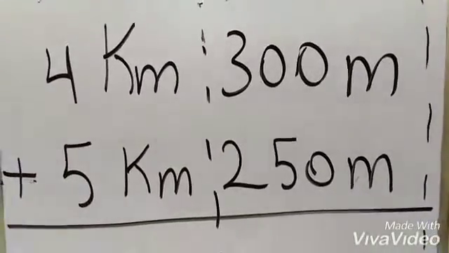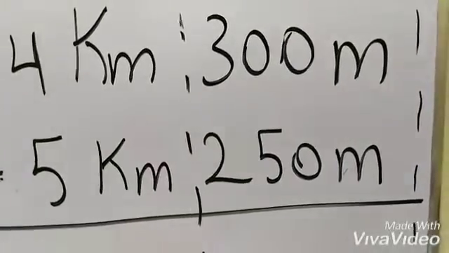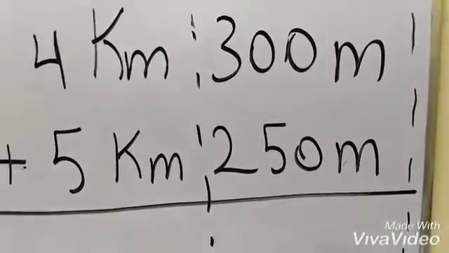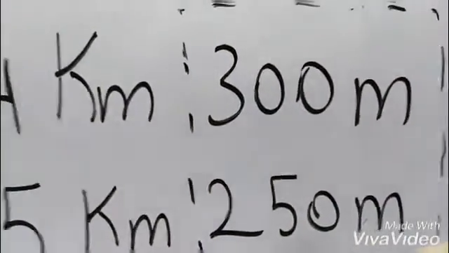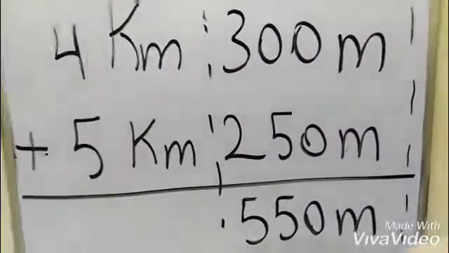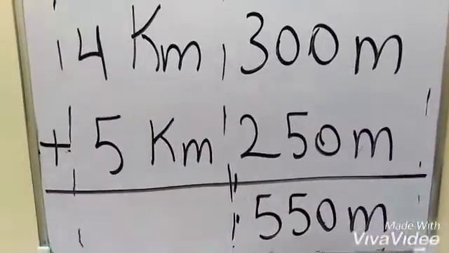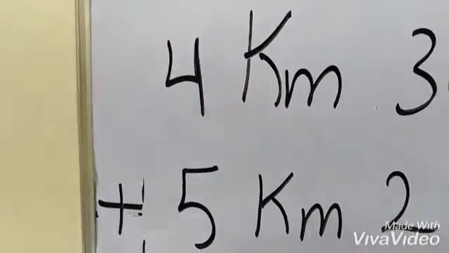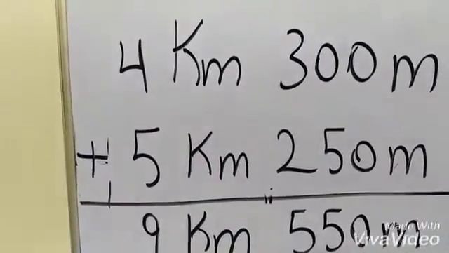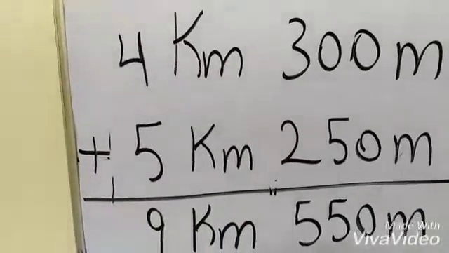We will follow the same steps that we used to add meters and centimeters. We will add the meters first, write down our answers, then add the kilometers and write down our answers. So 300 meters plus 250 meters equals 550 meters. Now add the kilometers. 4 kilometers plus 5 kilometers equals 9 kilometers. So the total distance between the house and the park is 9 kilometers and 550 meters.